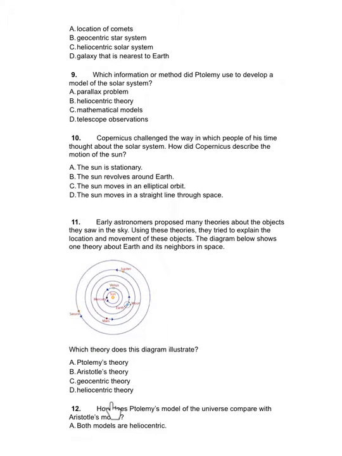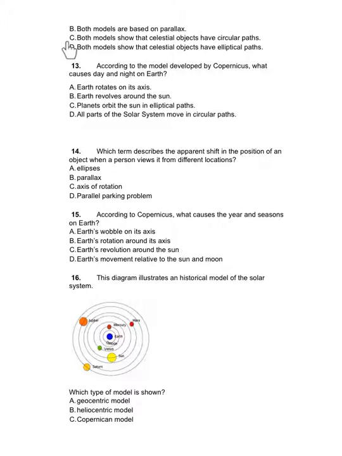Number 12. How does Ptolemy's model of the universe compare with Aristotle's model? A. Both models are heliocentric. B. Both models are based on parallax. C. Both models show that celestial objects have circular paths. D. Both models show celestial objects that have elliptical paths.